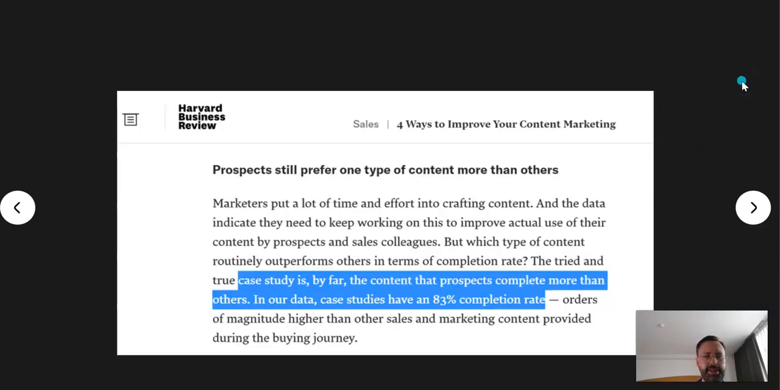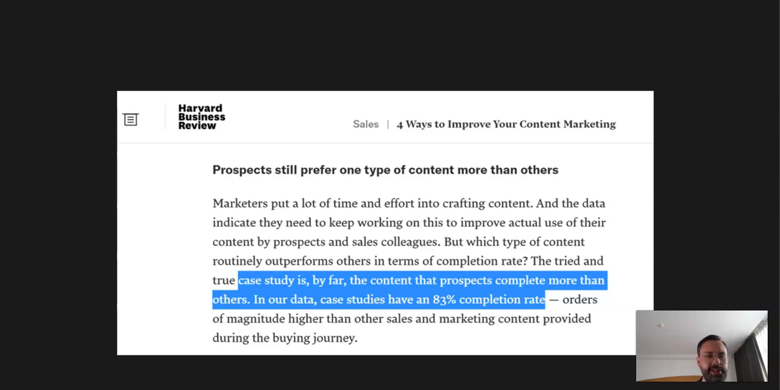The other key thing to consider is just case studies in general. And we can see from this Harvard Business Review article that the case study is by far the content that prospects complete more than others. In our data, case studies have an 83% completion rate. So case studies are a great way of proving that other people trust, know, and get results from your brand, from your product. And I don't think you need to gate case studies, okay? Don't make people put in their email address to read the case study. You want them to read it. You want them to watch it if it's a video.